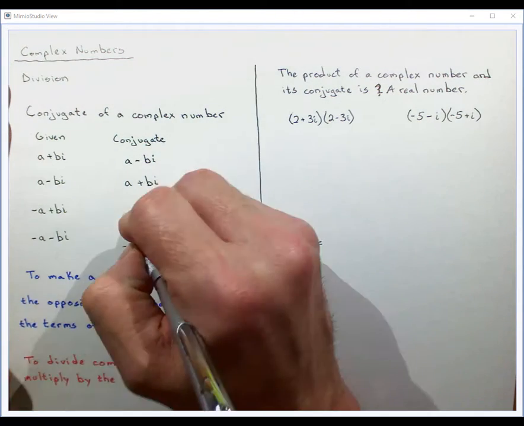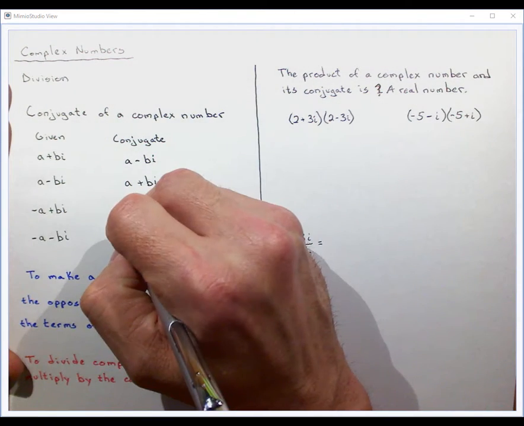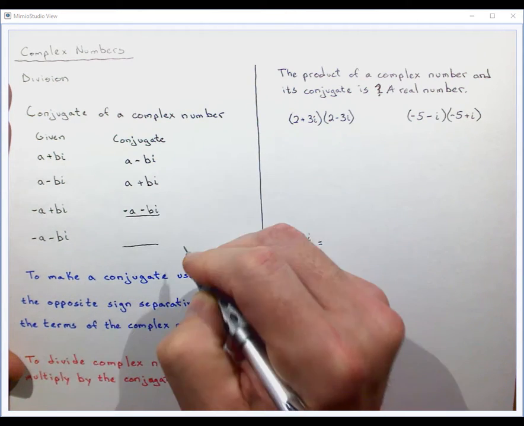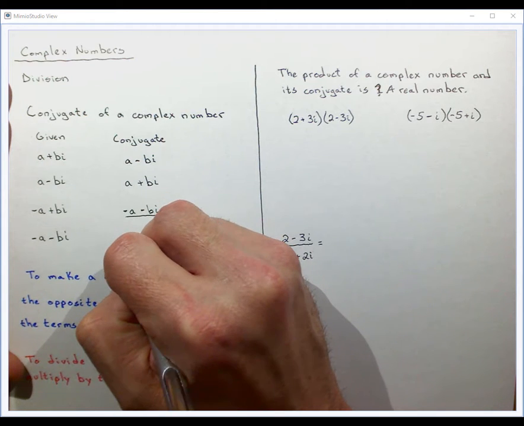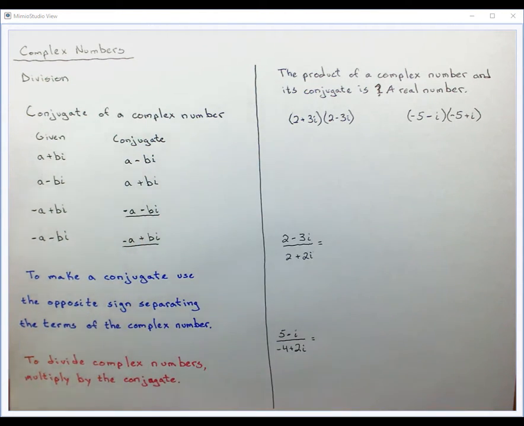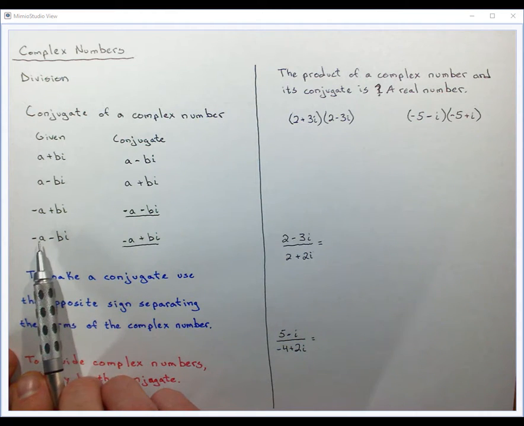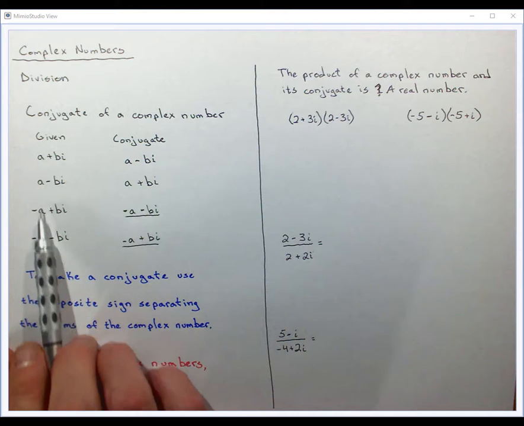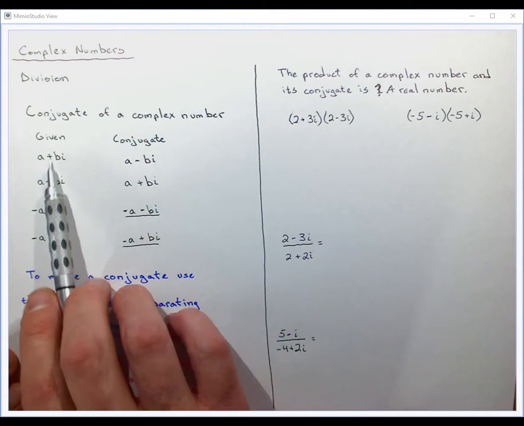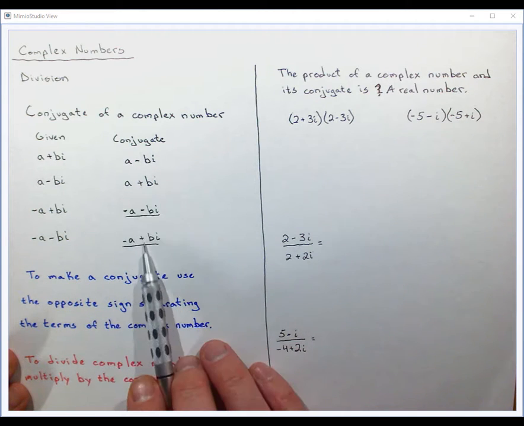Okay, so my conjugate for a negative a plus bi is a negative a minus bi. To make a conjugate, use the opposite sign separating the terms of the complex number. Notice that my a's stayed the same for my conjugate. What changed was the sign separating the terms.